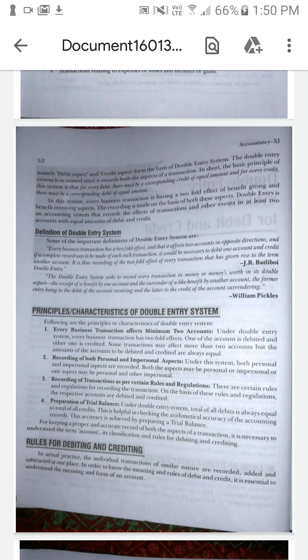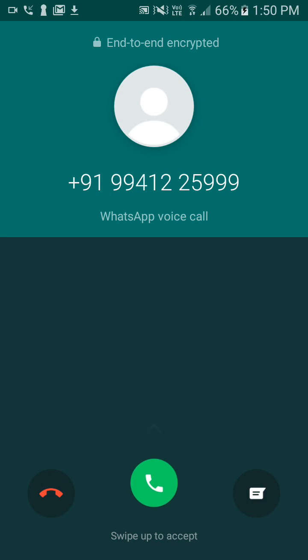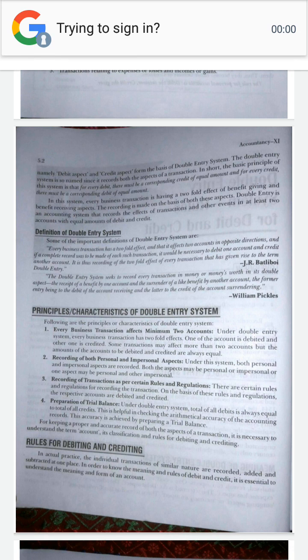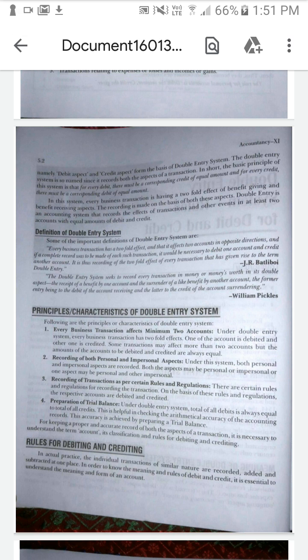There are two types of definitions. For every business transaction there is a two-fold effect, and it affects two accounts in opposite directions. If a complete record is to be made of each transaction, it would be necessary to debit one account and credit another account. This is the definition of the double entry system of bookkeeping. So it is a recording of the two-fold effect of every transaction, and that has given rise to the term double entry.